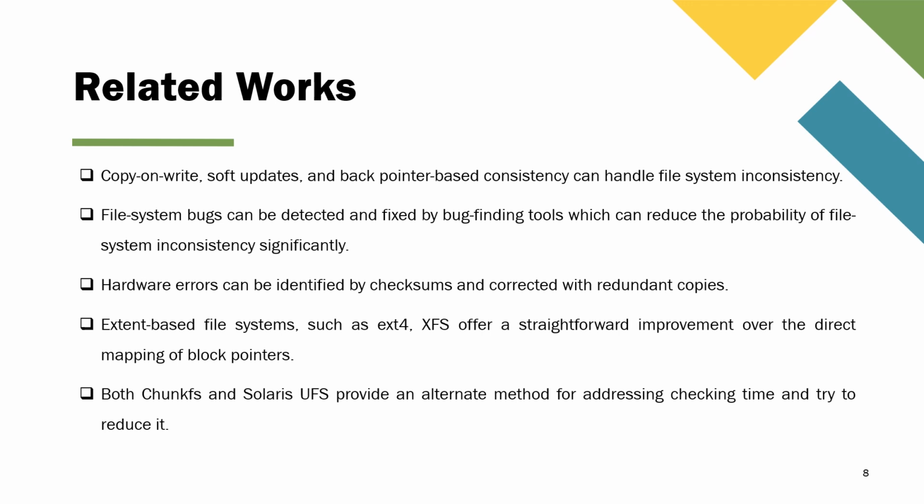Next work: both Chunkfs and Solaris UFS provide an alternative method for addressing checking time. They try to reduce it by dividing the file system into isolated chunks. However, it is difficult to create entirely separate chunks that can be checked independently. It becomes challenging to reliably determine whether a partial check has successfully identified all errors within the system. Now I am going to the next slide.